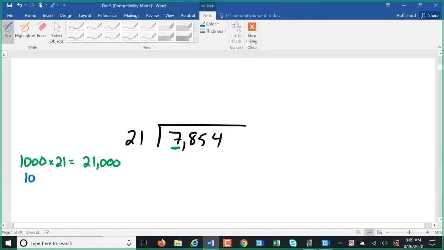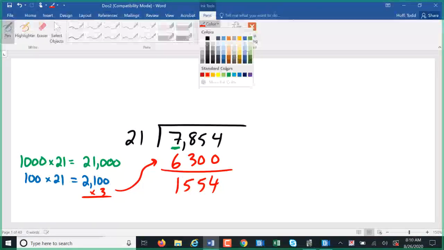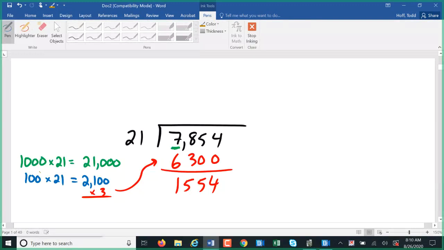So our next place value would be hundreds. 100 times 21 is 2,100. I can subtract that. In fact, I can subtract it 3 times. 2,100 times 3 is 6,300. So I subtract that, and 1,554 is left. Well, what I subtracted there, I subtracted a bundle of 100 21s, and I did it 3 times. 100 times 3 is 300. This 6,300 was subtracting 21 300 times.